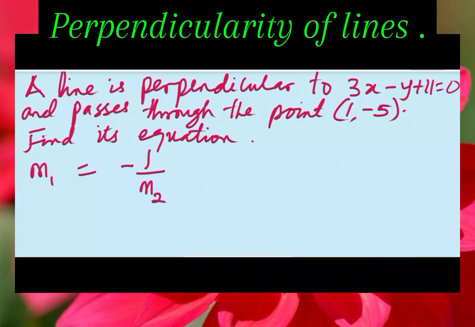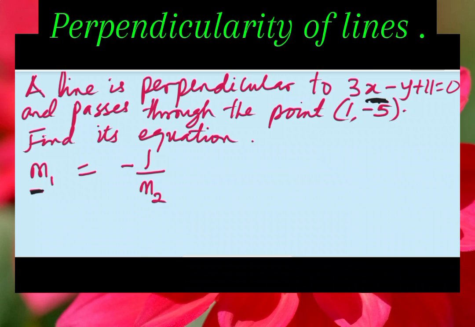Now, what is m1? m1 is the gradient of the first line. What is the first line? The first line is the given equation, and the gradient of it is m1. What is m2? m2 is the gradient of the second line, the line to be found. What do I mean by line? Equation, straight line equation. Very good.